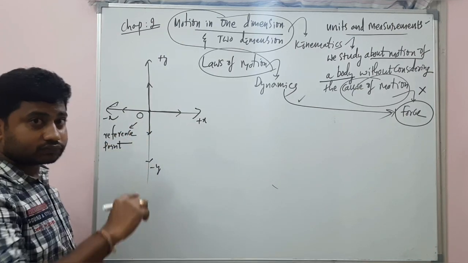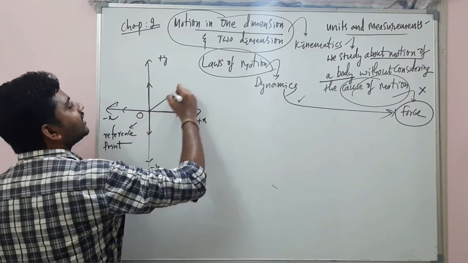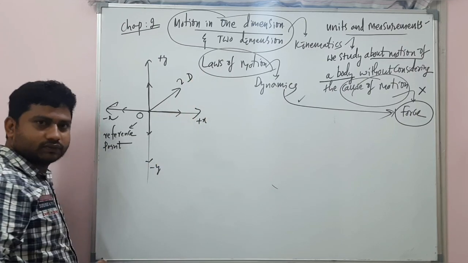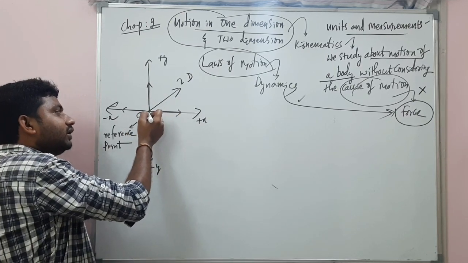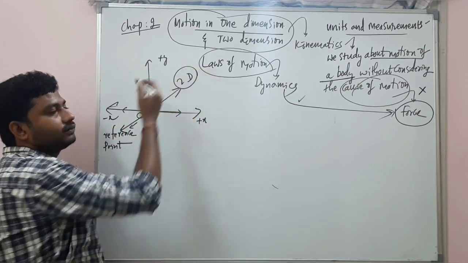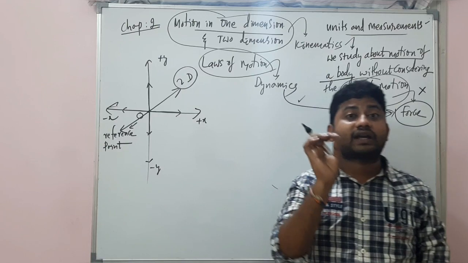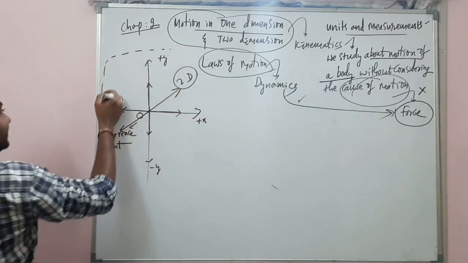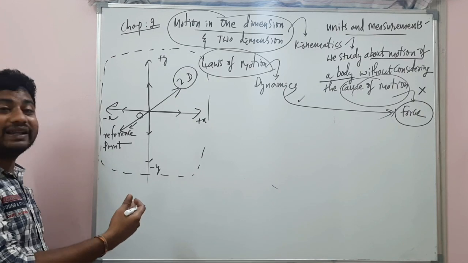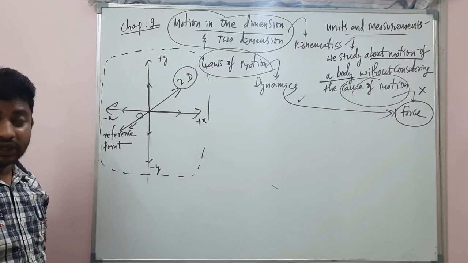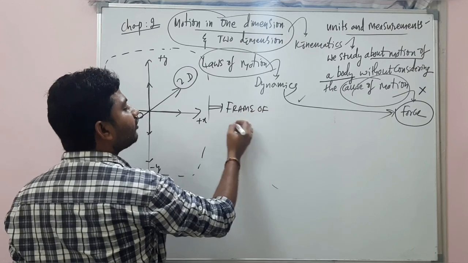This is called motion in one dimension. If the particle is moving in this way, this is called two-dimensional motion. Not along the x-axis, not along the y-axis, maybe positive or negative. Even if the body is moving in this way, that is called motion in two dimensions. Right? If no particular direction is specified according to the reference point and the coordinate system in which the particle is moving, that means the particle is changing its position according to the time. This coordinate system is called the frame of reference. What is that? Frame of reference.